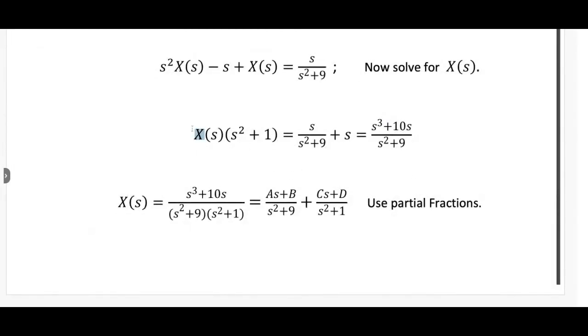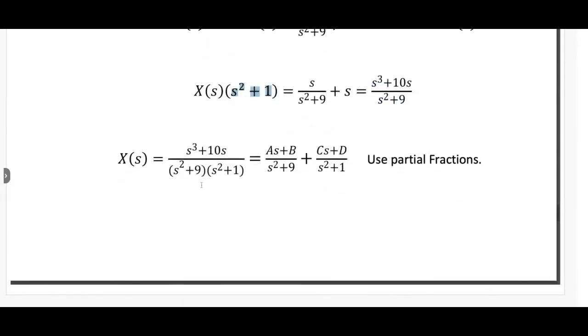Okay, so we want to solve for X of s, basically the Laplace transform of x of t. Then we combine those two terms. So we get s cubed plus 10s divided by s squared plus 9. Now we want to divide by s squared plus 1 on both sides. So we get X of s, which is the Laplace transform of x of t, equals s cubed plus 10s divided by (s squared plus 9) times (s squared plus 1).